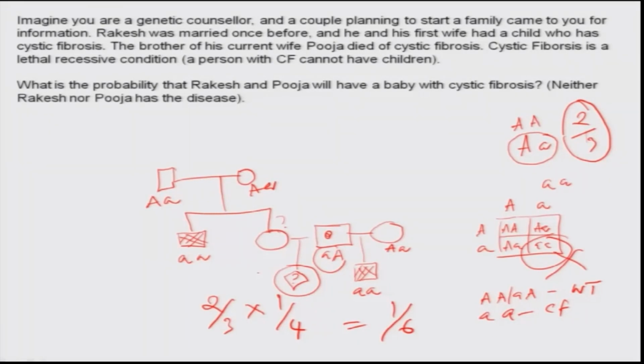This is the kind of calculation you can do and predict whether the new generation somebody would have the disease or not. So, this is how the pedigree also helps you arrive at certain conclusions, right.